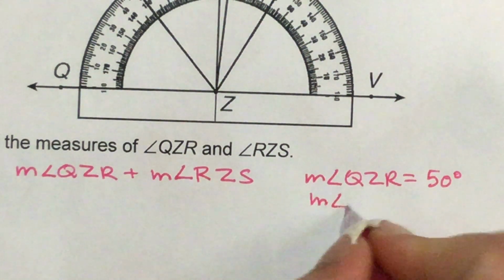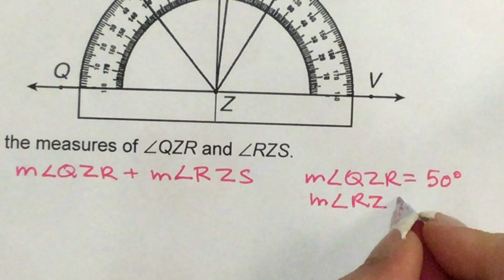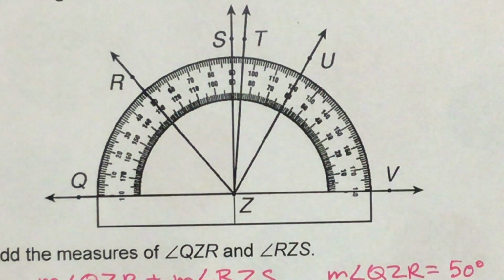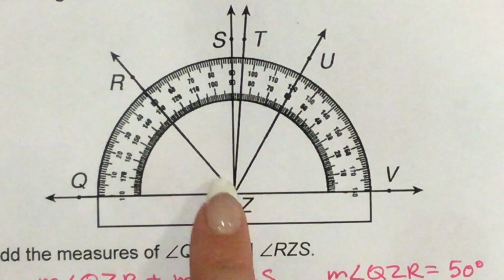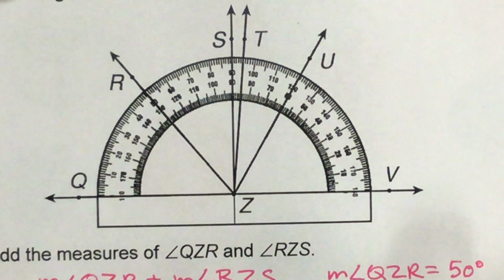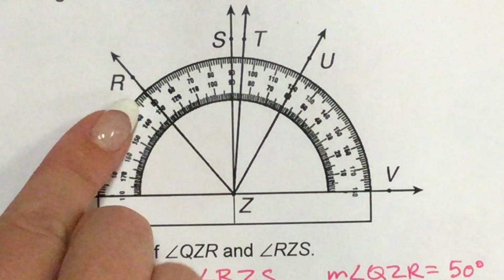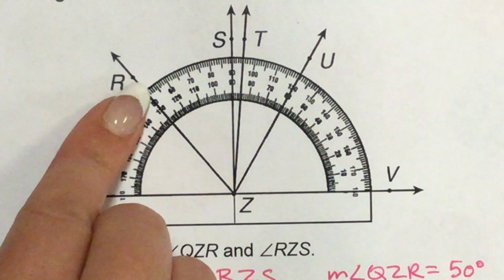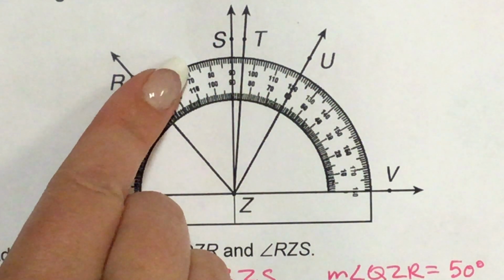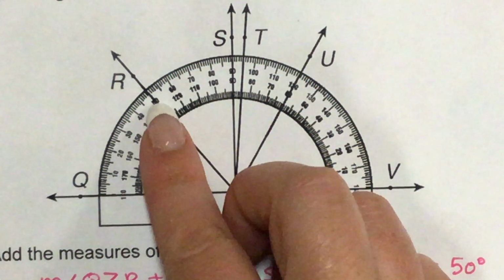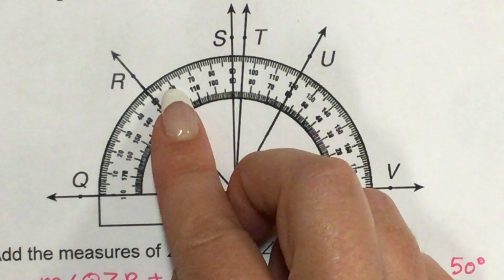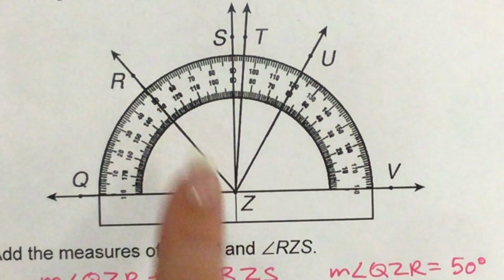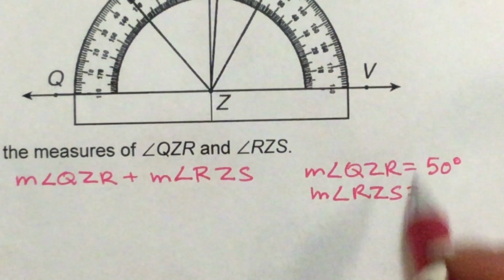And now I'm going to determine the measure of angle RZS. So let's go ahead and find RZS. RZS, right there. It looks like it starts right here. That might be 50, and it goes all the way to there. So we're just going to count by tens. 10, 20, 30, 40. Do you see that? From here to here is 10. We're counting by tens. 10, 20, 30, 40. So that means that RZS is equal to 40 degrees.